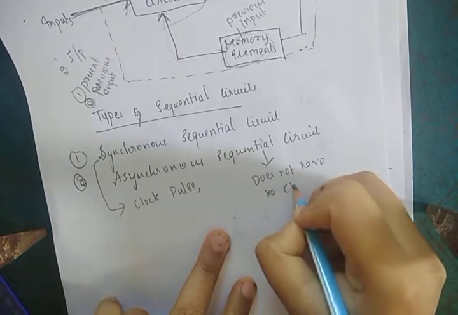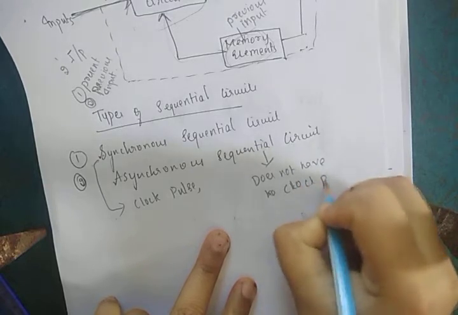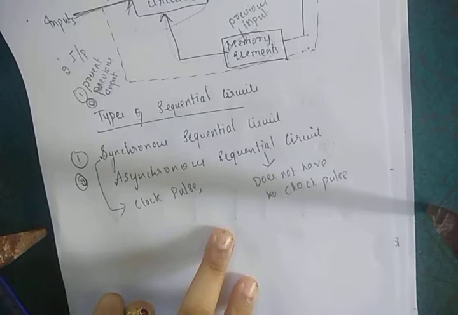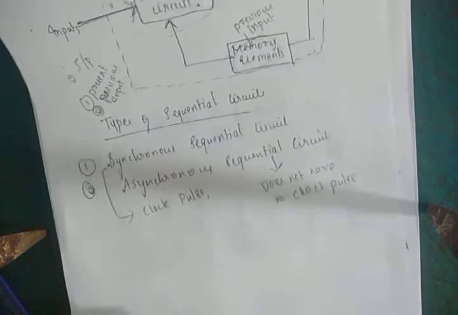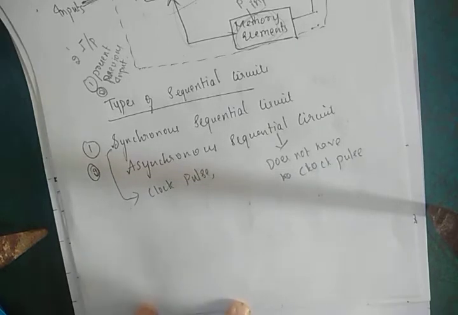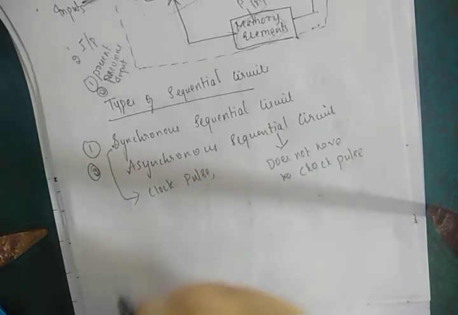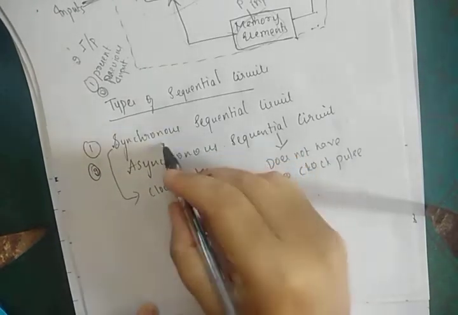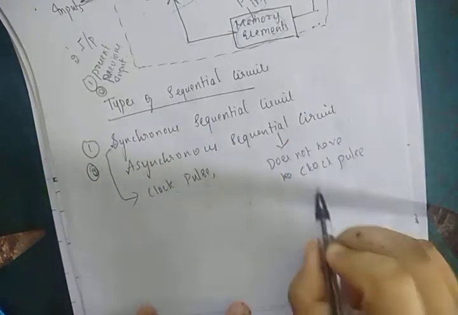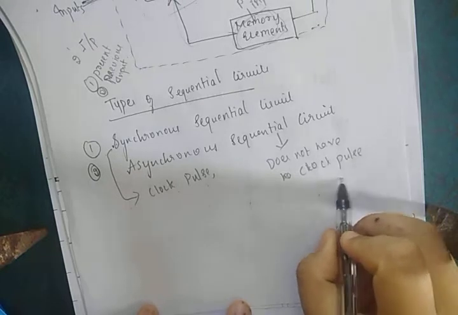It does not have a clock pulse. So, what is the meaning? It doesn't have any clock pulse here. What is the meaning of that? Here, a synchronous sequential circuit changes according to the clock pulse, whereas here it is independent of a clock pulse.